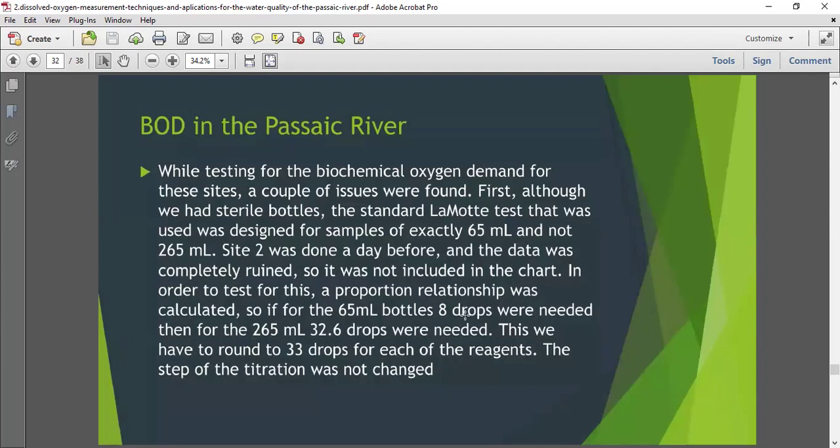Site 2 was done a day before, and the data was probably misread, so it was not included in the chart. In order to test, a proportion relationship was calculated. So for 65 milliliter bottles, 8 drops, you needed that for the 265 milliliters. We will see some of the video clips later.